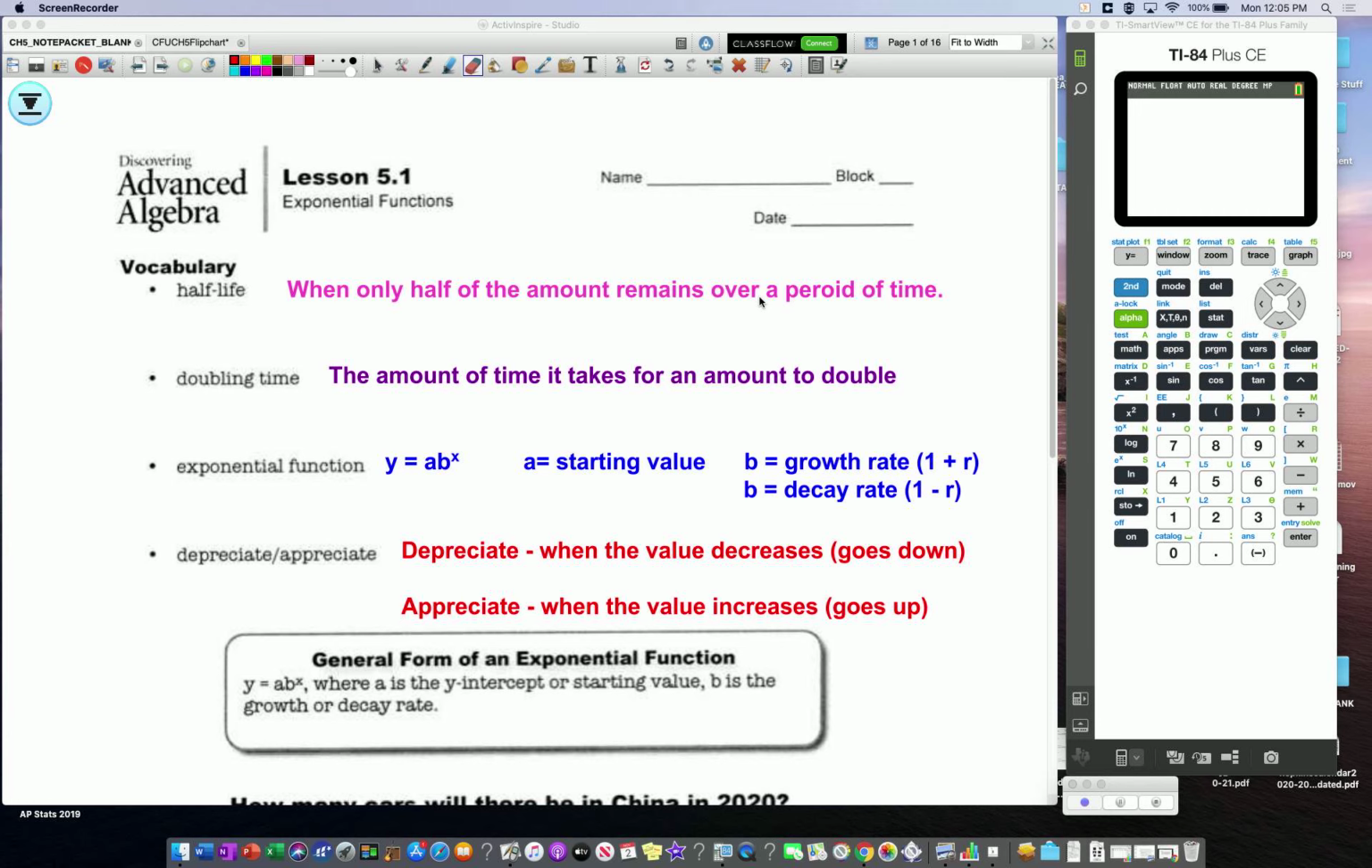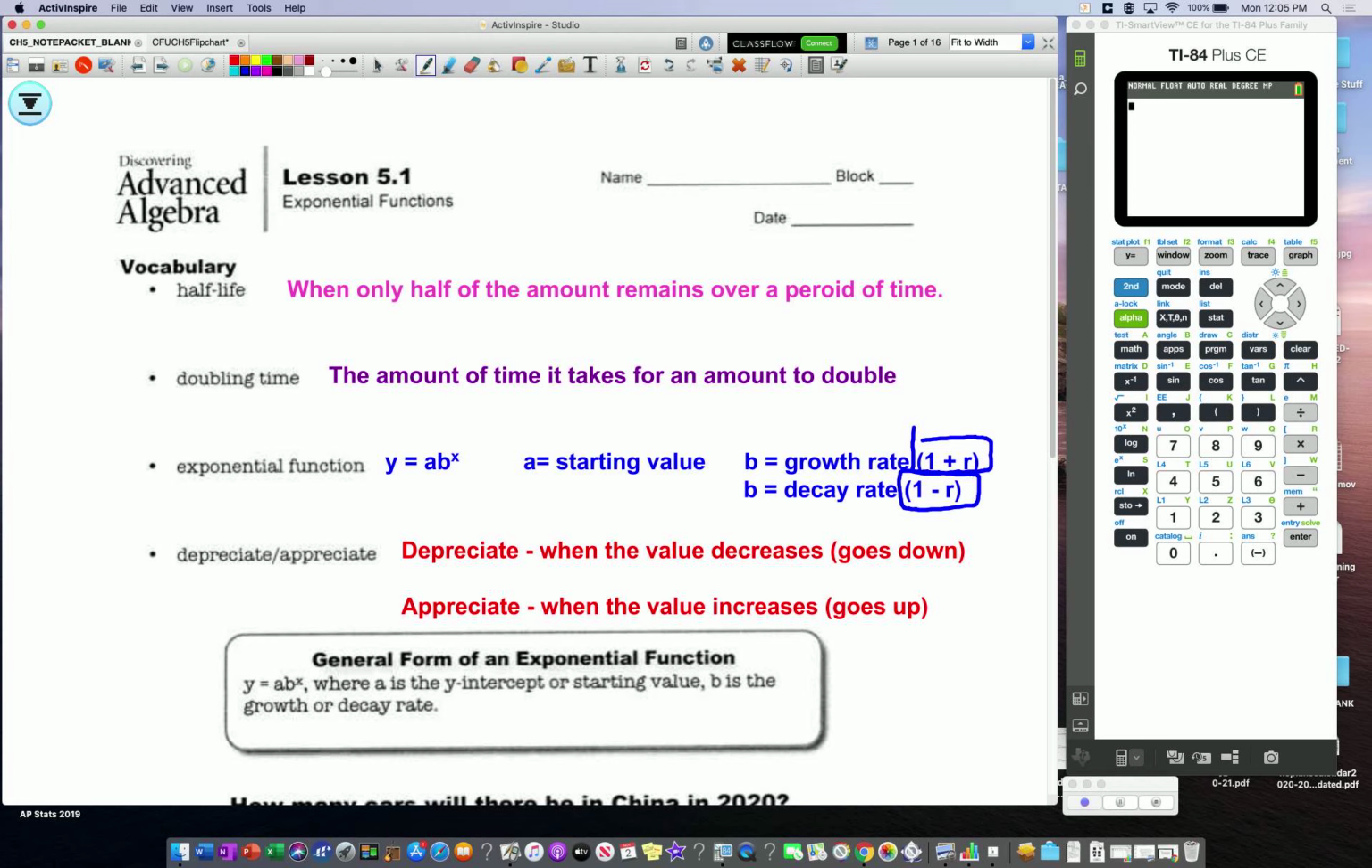As you can see over here, as I talk about growth and decay rate, you're either going to go 1 plus the rate as a decimal or 1 minus the rate as a decimal. So knowing whatever that interest rate is, or what percentage it's going up or down, you're going to add or subtract it from 1 depending on if it's going up or down.